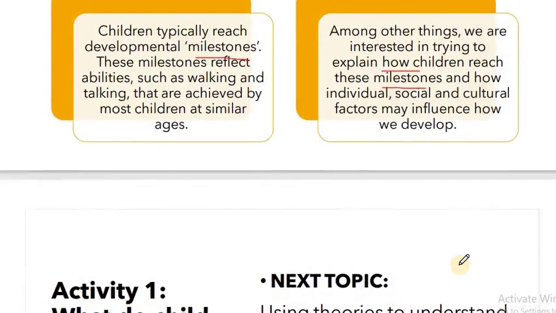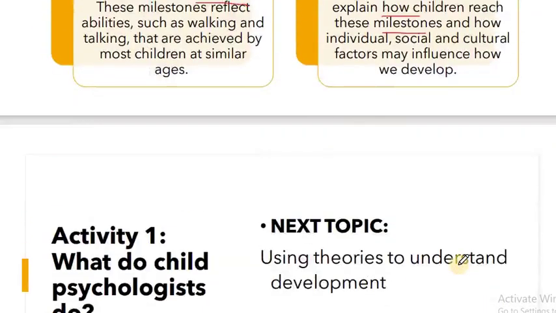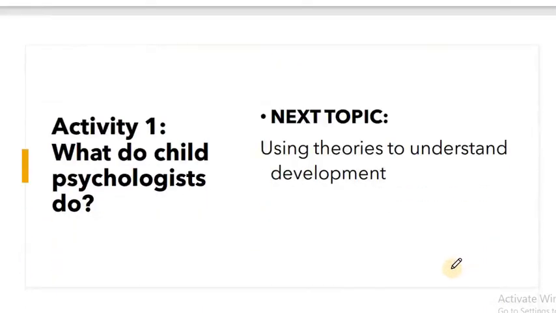So this is where we stop on this particular topic. In our next topic, we shall be looking at using theories to understand the development of a child. So the activity number 1 that I expect you to do now is: what do child psychologists do? Try to find out by yourself. Go and do some research online. What do child psychologists do?